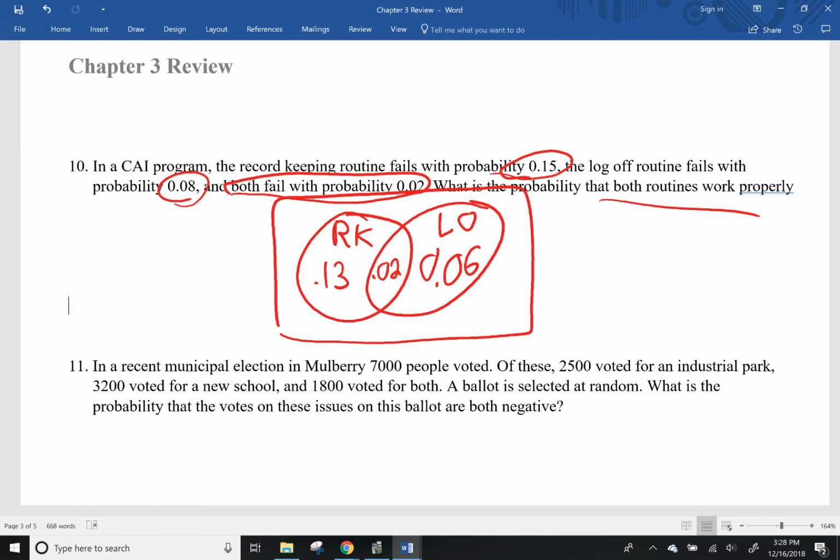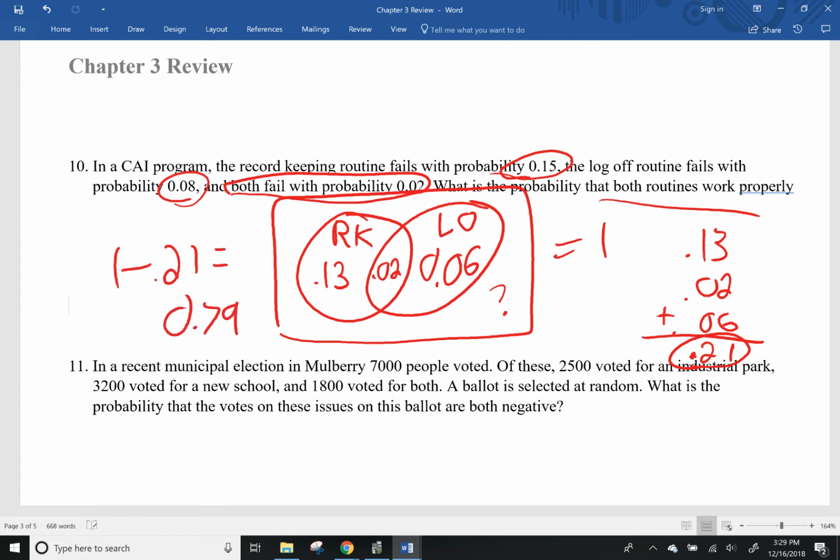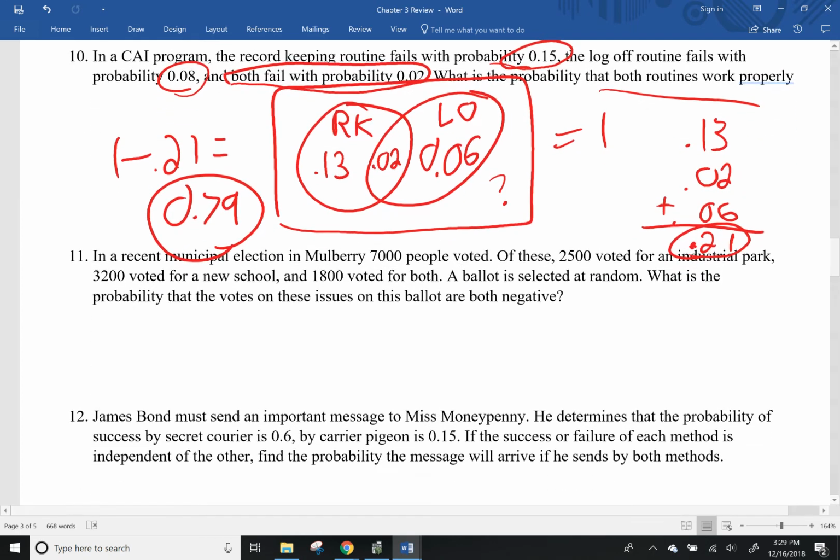So both routines work properly. I'm trying to figure out what's the number that would go here. Remember, all probability adds up to 1. So 0.13, 0.02 plus 0.06 is 0.21. So 0.21 is all the failures added up. So if you take the difference between 1 and 0.21, that difference gives you that they work properly. 0.21 is the failure rate. So 1 minus 0.21, which equals 0.79, is our success rate.